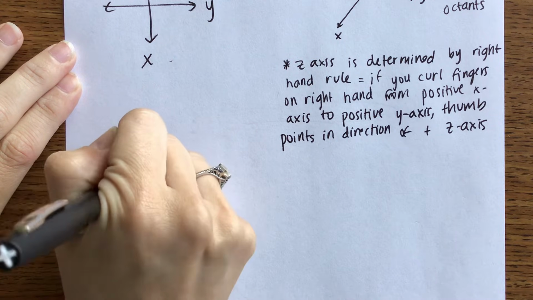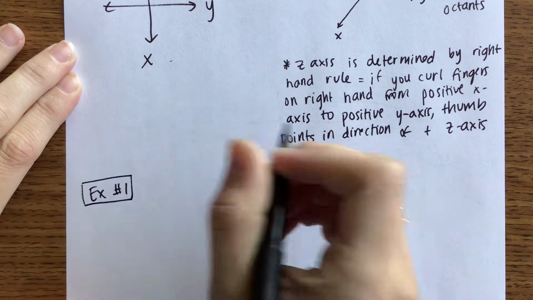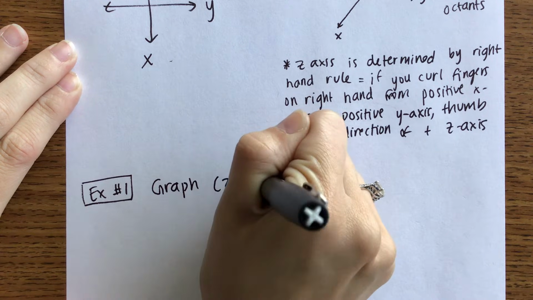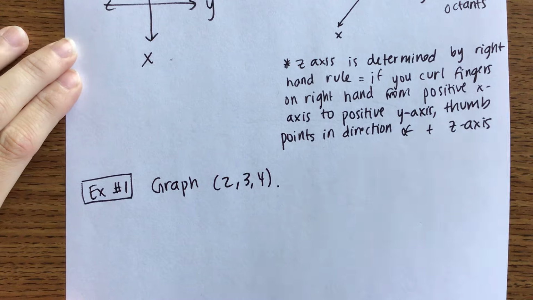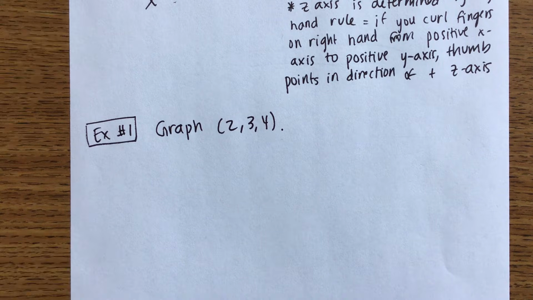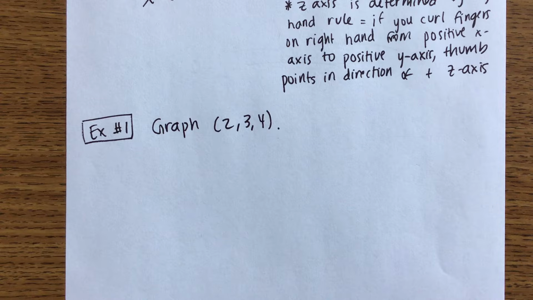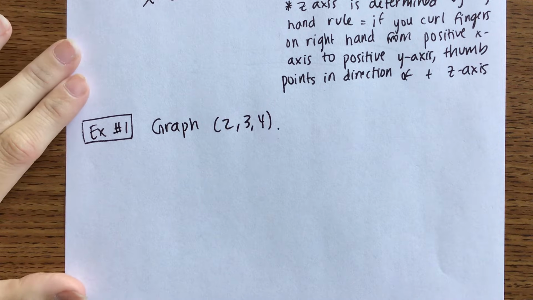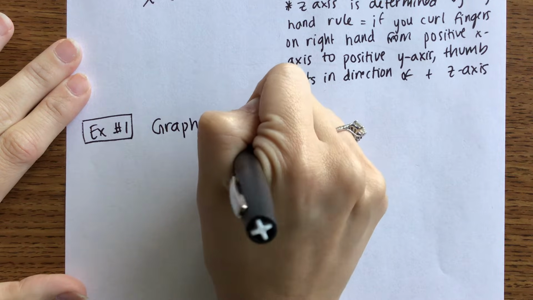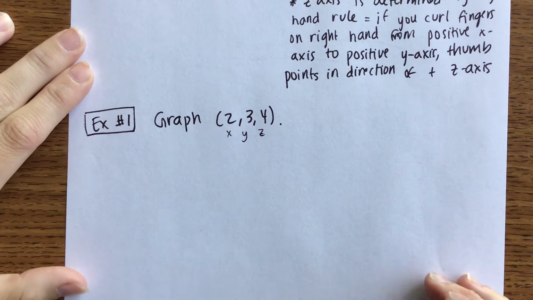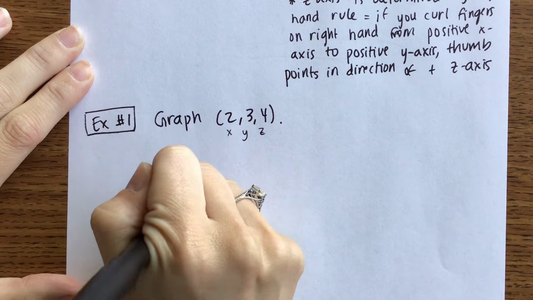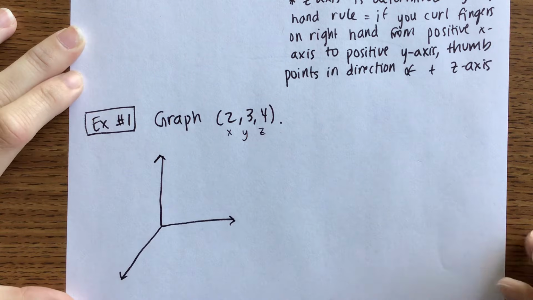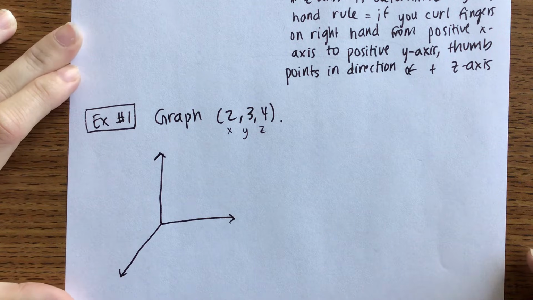So, first example. We are going to graph together the point 2, 3, 4. So 2 is your x, 3 is your y, 4 is your z. We're going to draw our axes. There's not graph paper for this, so you're just going to have to do the best that you can drawing the axes.